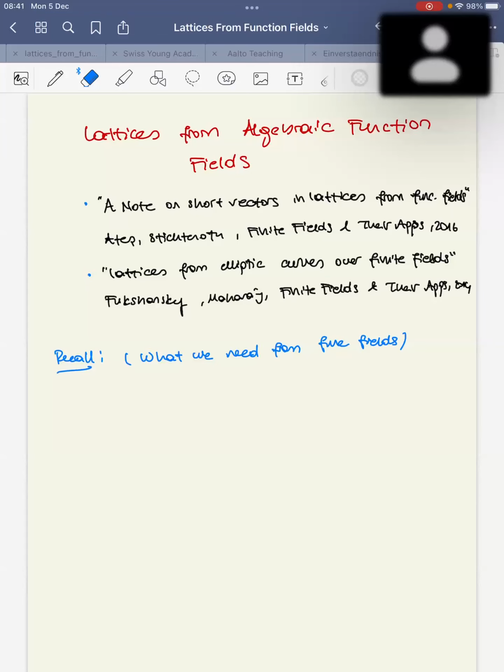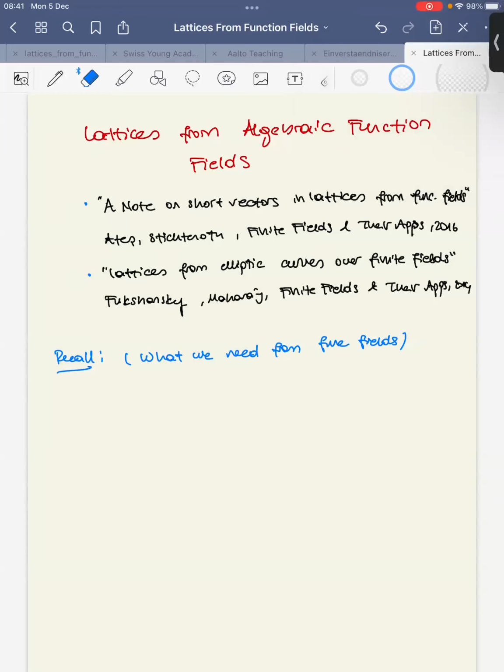Hi everyone. This week we will study lattices from the algebraic function fields. Particularly, I want to show you how we can construct lattices from function fields in general. But mainly our purpose will be to investigate the lattices from elliptic function fields, and what we can conclude from the lattice constructions from hyperelliptic function fields.